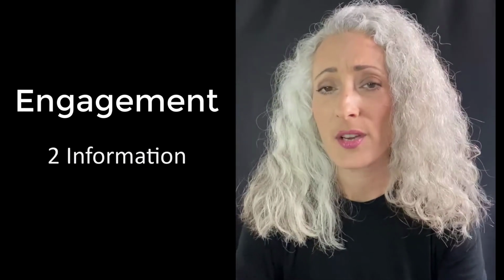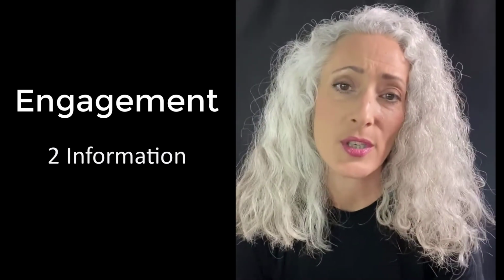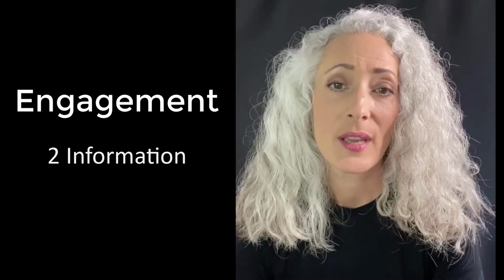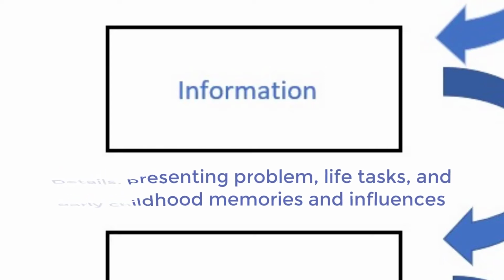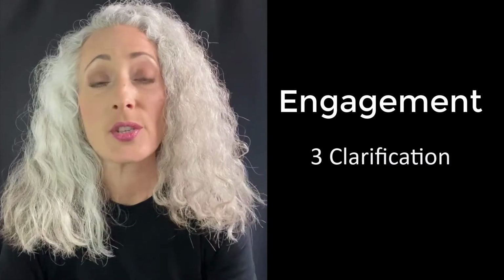Although gathering information is not like an inquisition or a forensic interview, it's just done in individual psychology through a conversation. The counselor is looking to gather information that is relative to why the client is there, details of the presenting problem, life tasks, early childhood memories, and early child influences. In stage 3, the relationship is moving towards clarification.